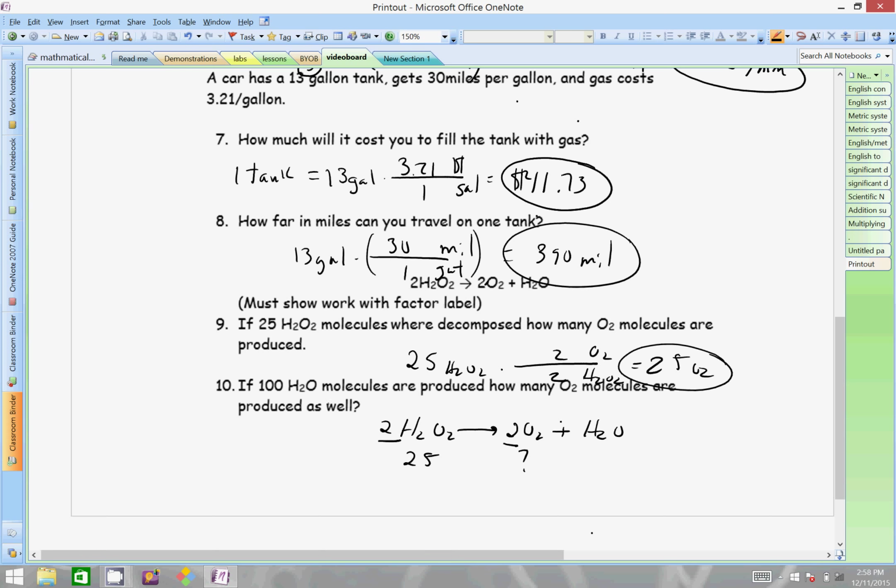Then it says, if you had 100 of the water molecules produced, how many O2s are produced as well? So again, we're looking for O2s, but it's a 1 to 2 ratio. So it's going to be 100 H2Os. Get rid of the H2O and go to the O2. 1 to 2 ratio is 200 O2s.